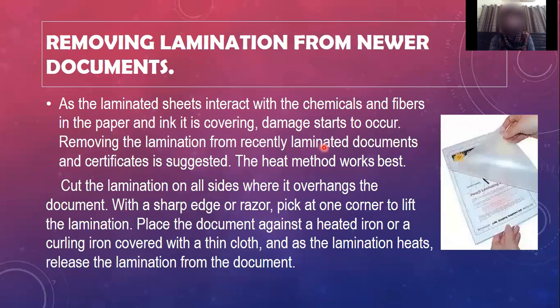For removing the lamination from a recently laminated document or certificate, the heat method is suggested as the best. We can easily perform the heat method in our house. Cut the lamination on all sides where it overhangs the document with a sharp edge or a razor blade. Cut one corner to lift the lamination. Place the document against a heat iron or curling iron, covering it with a thin cloth, and the heat releases the lamination from the document. It is a very easy method which is easily performed in our houses.